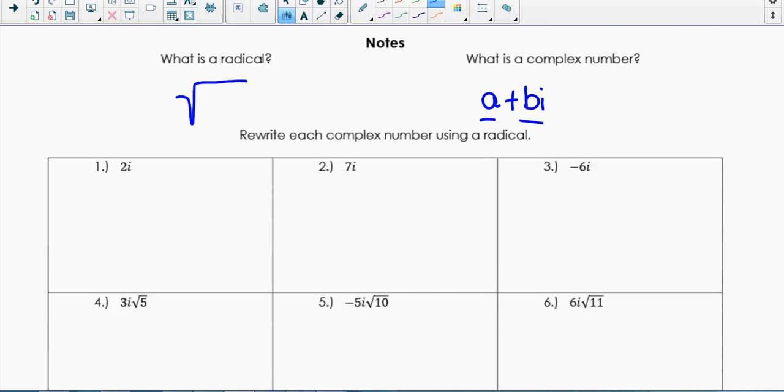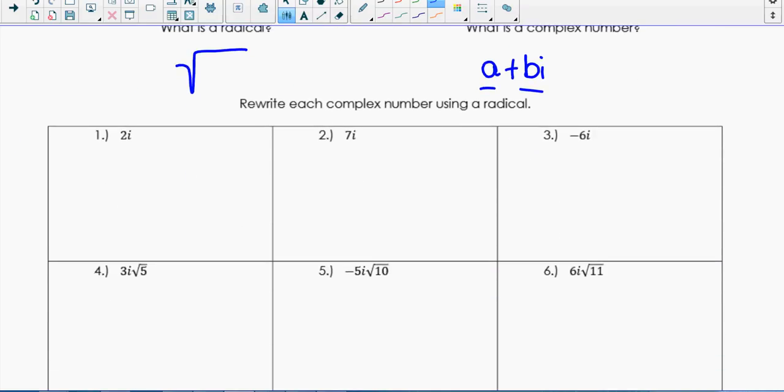Okay? Alright, the directions say to rewrite each complex number using a radical. So complex number means imaginary. So it's saying write each imaginary number using a radical. So that means that a radical has to be your answer. Okay, so what I'm saying is that is going to be my answer. So I'm rewriting the imaginary number to look like a radical.